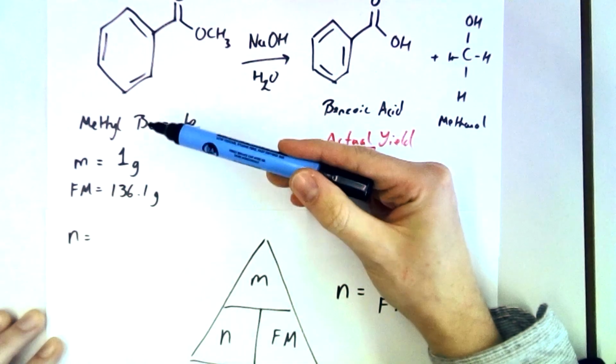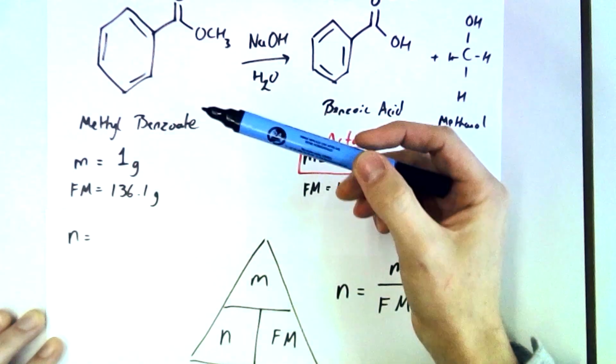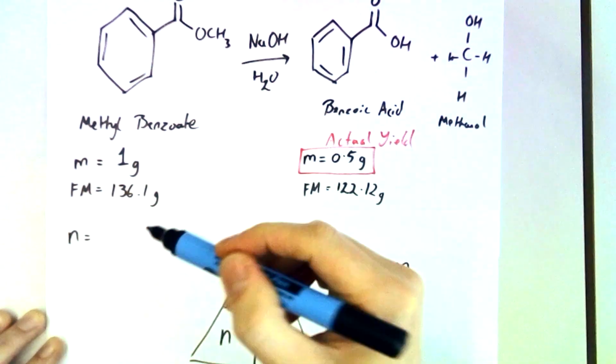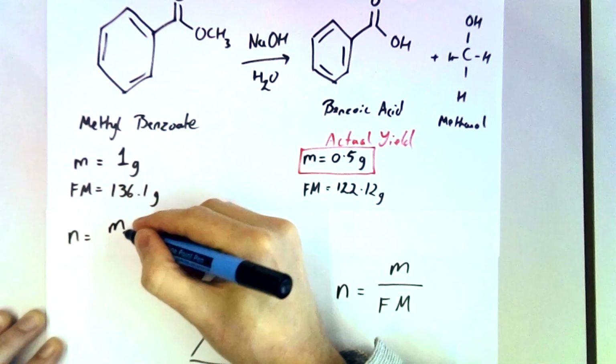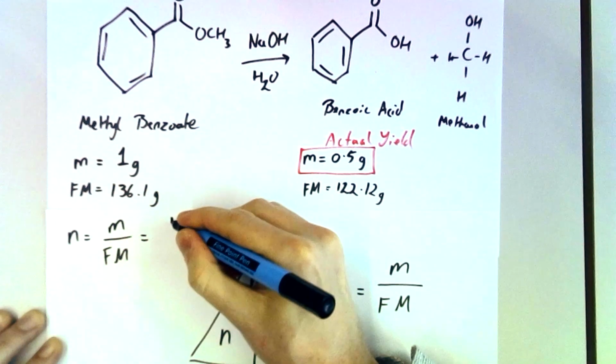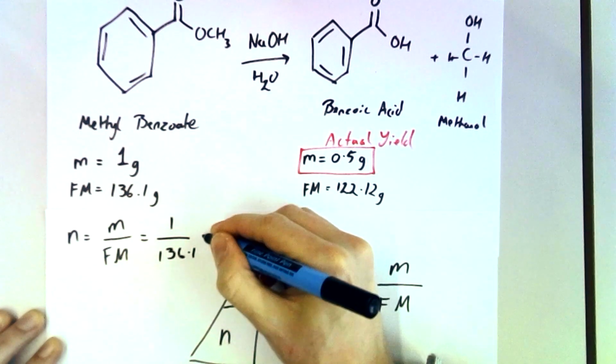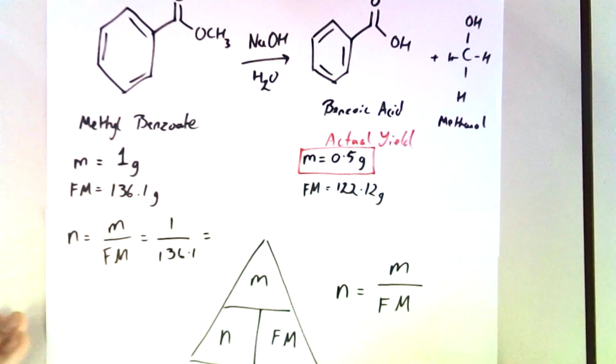And I have both those properties for my methyl benzoate. So I can work out the number of moles for this one here. My number of moles is going to be my mass over formula mass. The mass was just 1 gram. The formula mass was 136.1 gram. And if my trusty calculator is working, I'll be able to work out that number of moles.